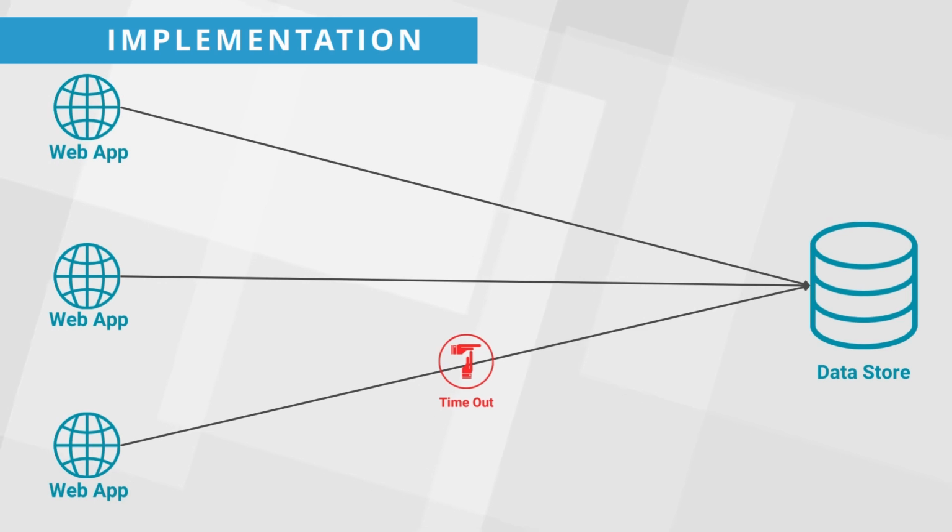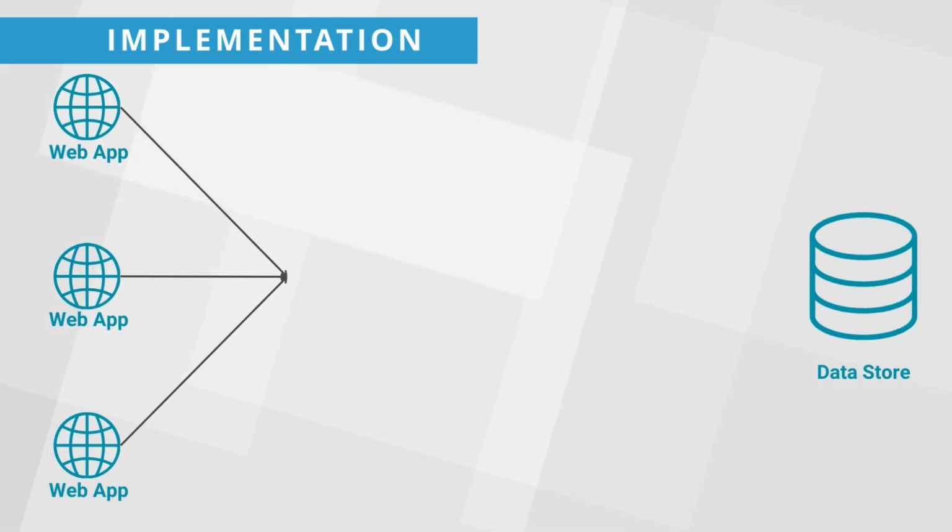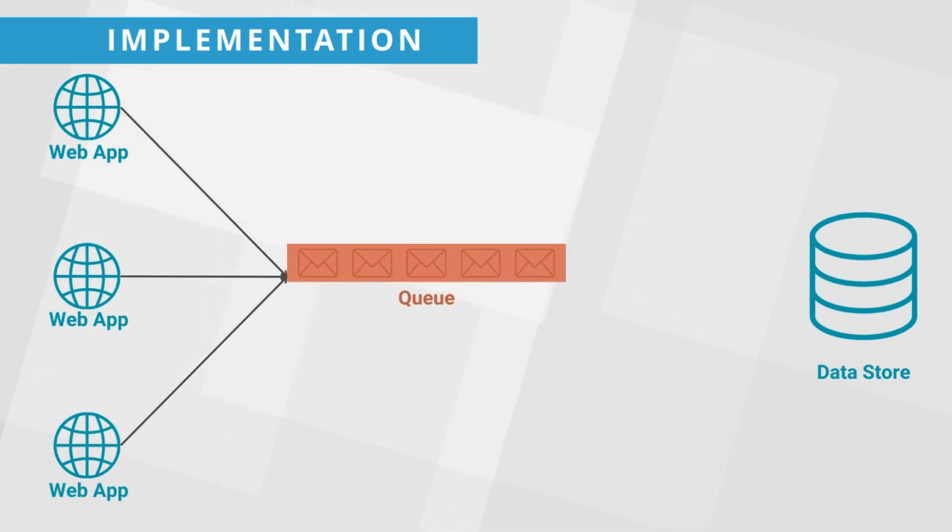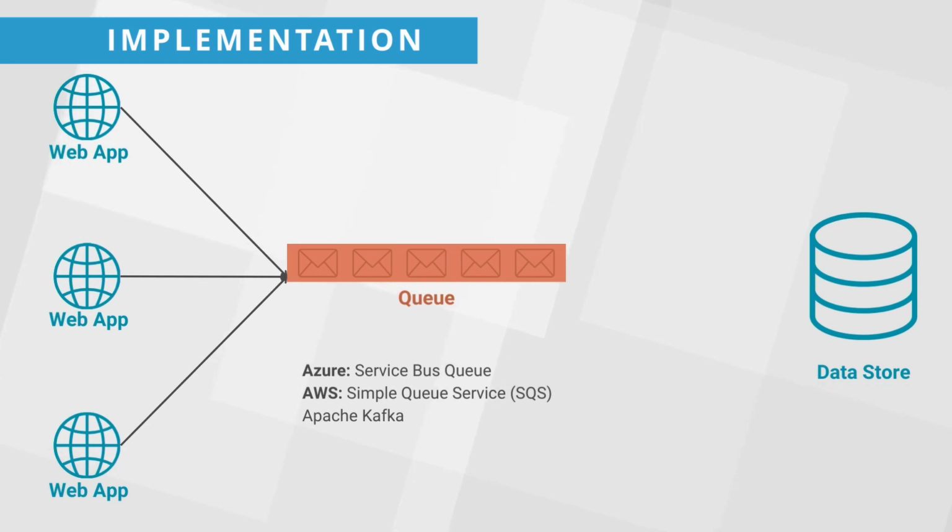To address this issue, we can deploy the queue-based load leveling design pattern. If you're using Azure, we can deploy Azure Service Bus Queue. For AWS, we have Amazon Simple Queue Service or SQS, and we can also use Kafka if we want to implement a cloud-agnostic service. This will help distribute workload evenly between the various application instances and the data store.